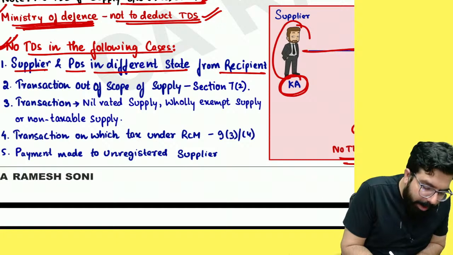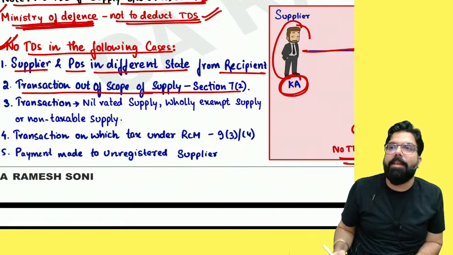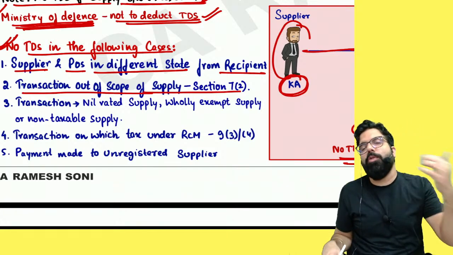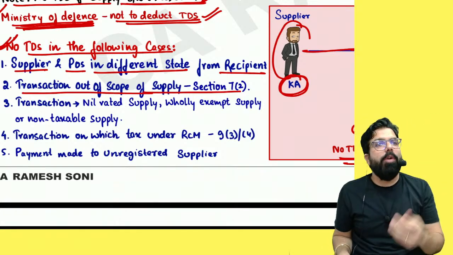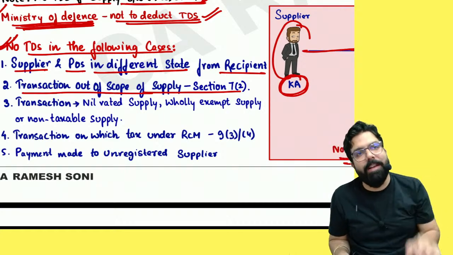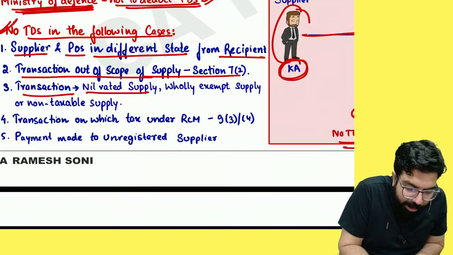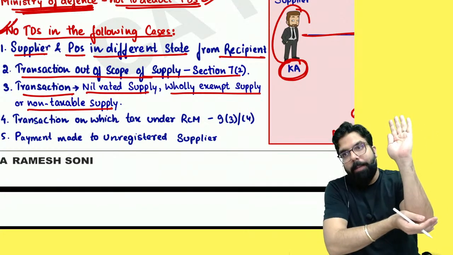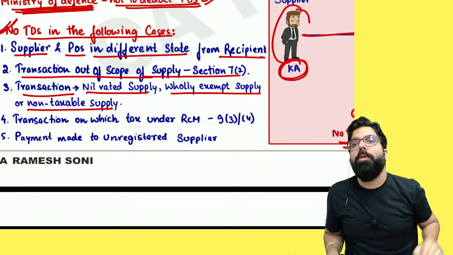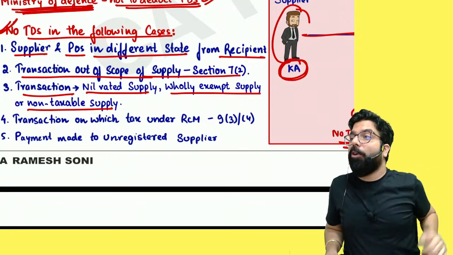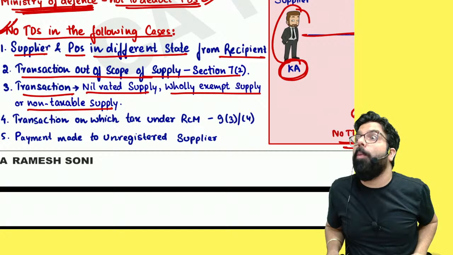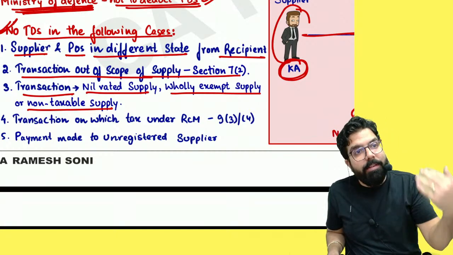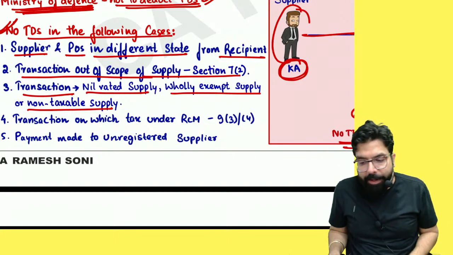Next, the transaction is out of scope of supply. People, section 72, clause (g). Suppose I supplied to a government department any supply on which there is no GST at all, why would TDS come? Next. I supplied a nil rated supply, wholly exempt supply, non-taxable supply. I supplied alcohol to the government department. I supplied petrol, I am a petrol pump, to a government department. Will TDS come? When there is no GST at all, there will be no TDS.